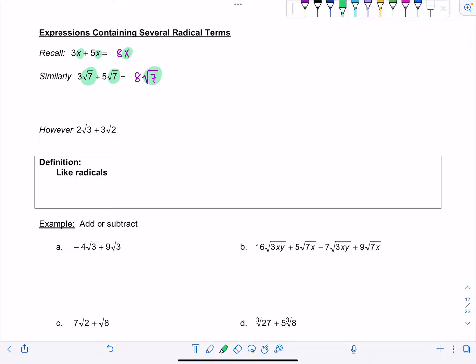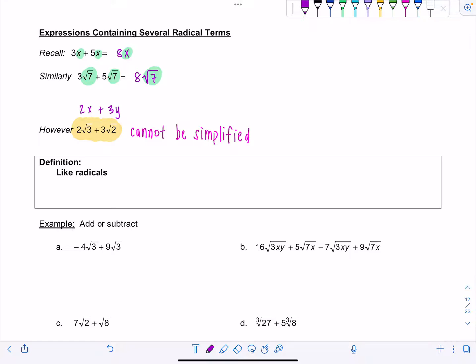However, if you had something like 2x plus 3y, could you add those two terms together? Well, no, those aren't like terms because the variable portion doesn't match up, right? One of them has an x, one has a y. And similarly, if you have something like what's written here, 2 radical 3 plus 3 radical 2, this cannot be simplified further.